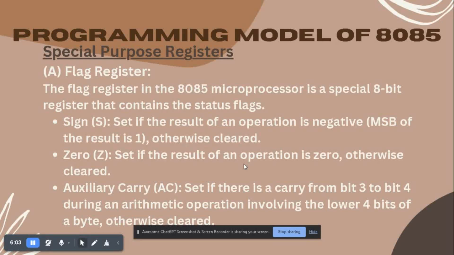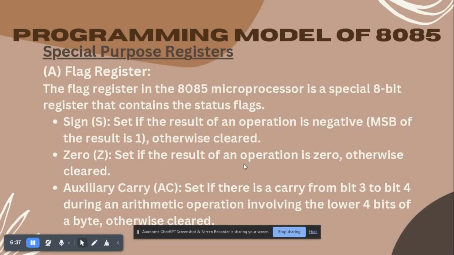Then we have zero flag. Zero flag is set if the result of an operation is 0. Otherwise, the zero flag is reset when the result of an operation is non-zero. Suppose we are performing subtraction between two numbers. If we subtract two numbers, we can have 0, either negative or positive. So if we have result as zero, then the zero flag is set, otherwise it's reset.